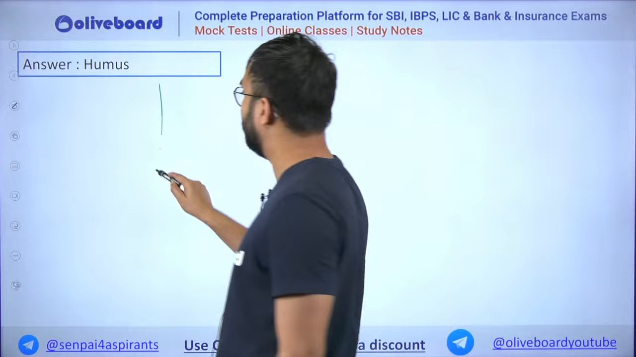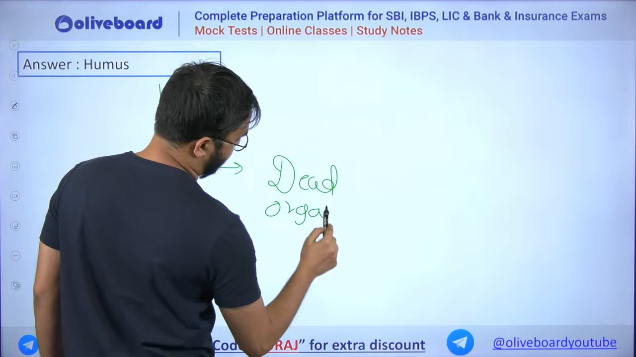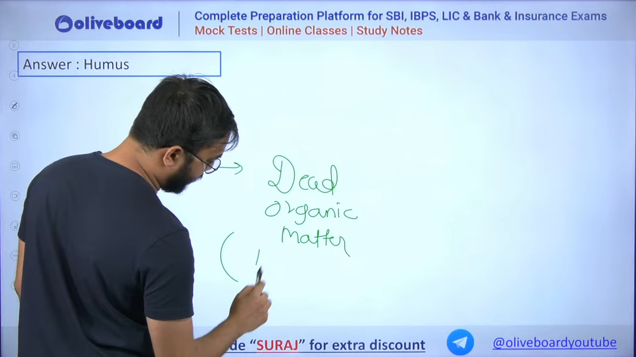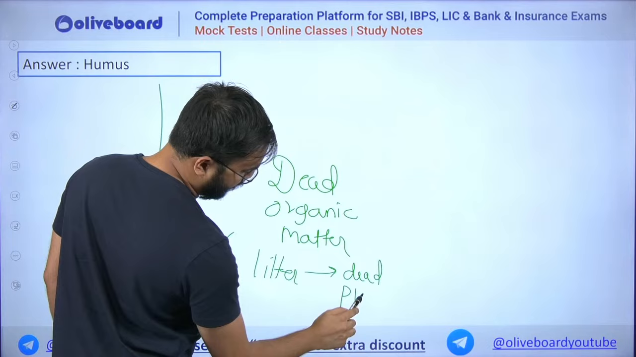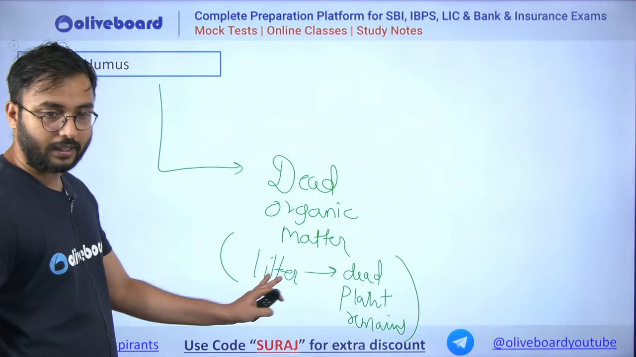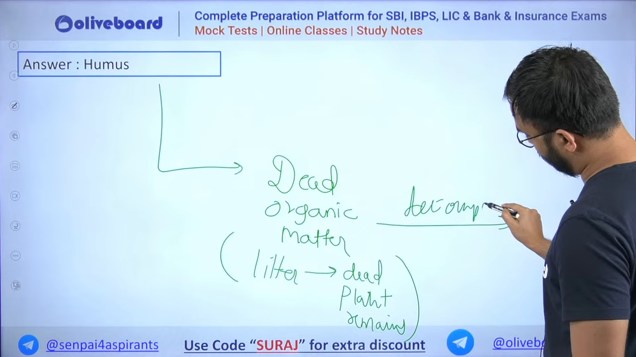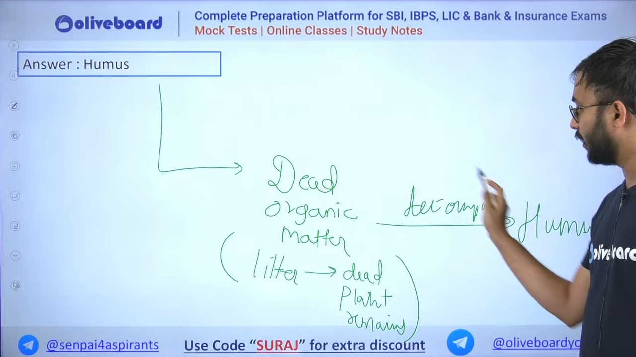Humus hota kya hai? Can anybody tell? Humus is nothing but dead organic matter. This dead organic matter is nothing but litter. Litter is nothing but dead plant remains. Sahi hai? This decomposed, humus. So, dead organic matter is decomposed, that is your humus. I hope you get it.